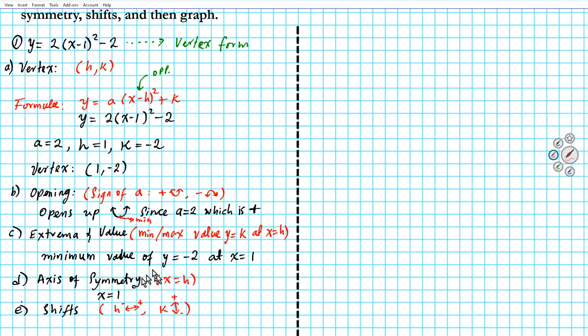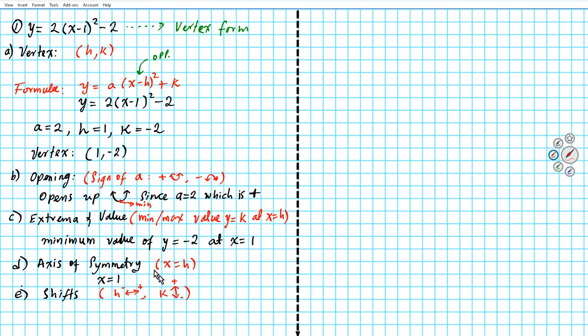All right. So what do we have here? If you take a look at the vertex, +1 for the x value. So that means we're going to shift to the right 1 unit and then down 2 because our k value is negative. So what are our shifts? You're going to shift 1 unit to the right and 2 units down. That's where the location of our vertex will be.